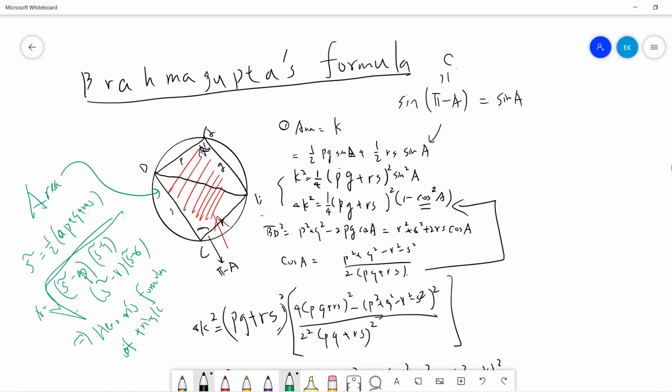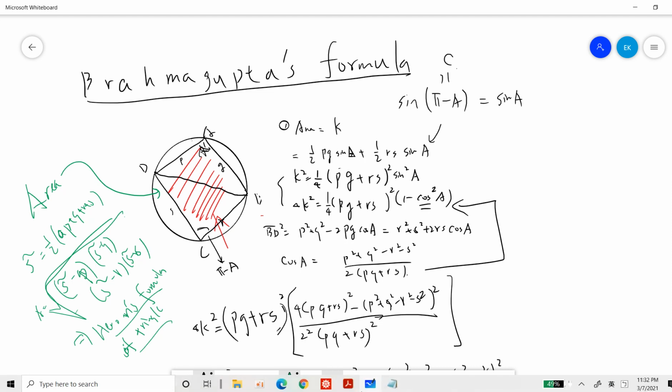Although this formula is not as famous as Heron's formula. Let's see a proof. Because the proof is somewhat lengthy, I write down all the details. So let's read it one line at a time. Let's see the proof.